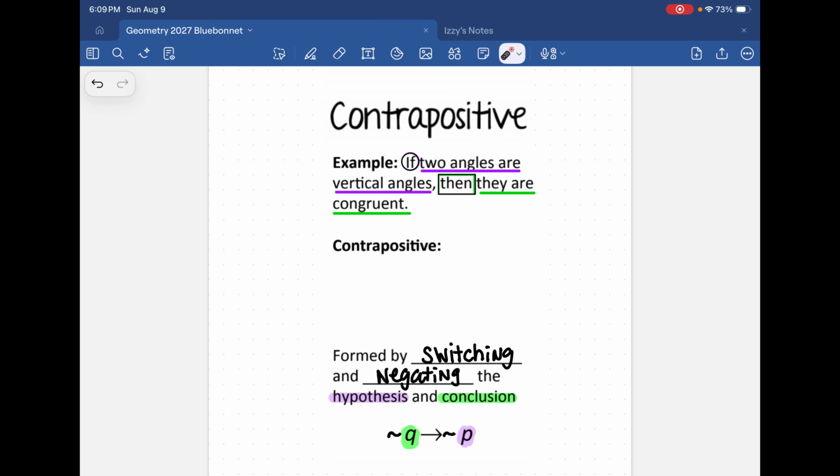All right, here we go. If they are not congruent, then two angles are not vertical angles. Perfectly fine sentence. That would work for me. You also could say, if two angles are not congruent, then they are not vertical angles. That would work as well.